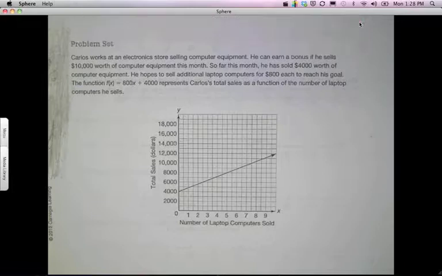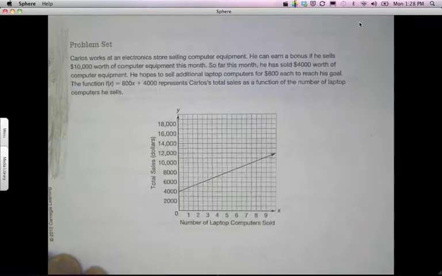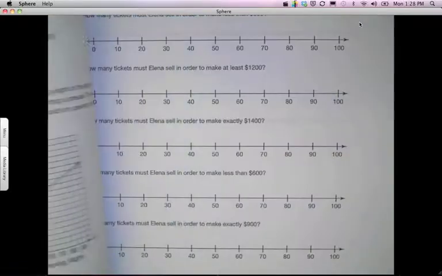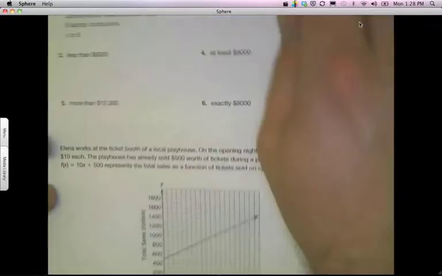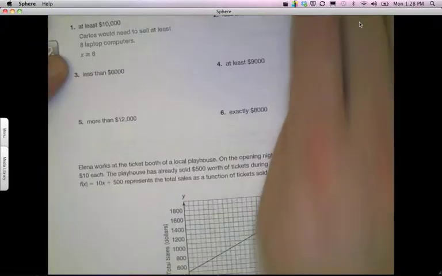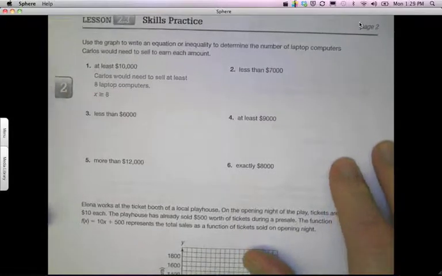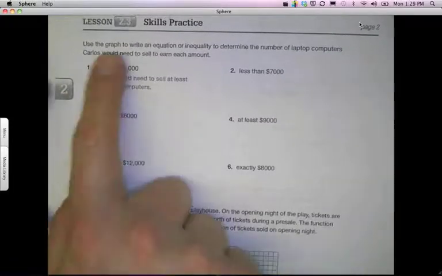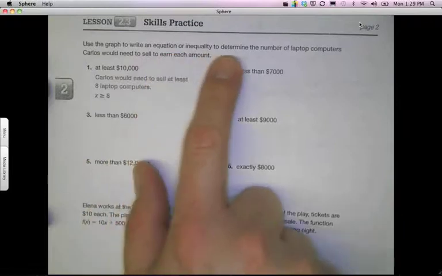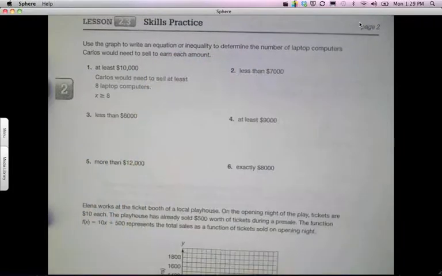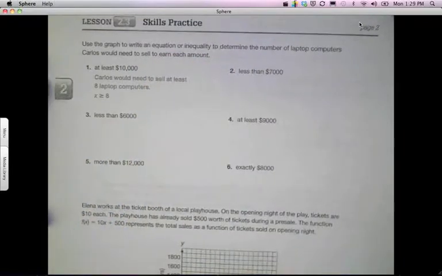Okay, this is from lesson 2.3 in the skills practice. This is from the problem set, so it's actually going to be questions 2 through 6. When you get to these problems, questions 1 through 6 on page 298, it asks you to use the graph to write an equation or inequality to determine the number of laptop computers Carlos would need to sell each amount.